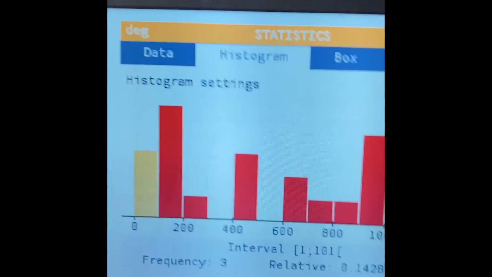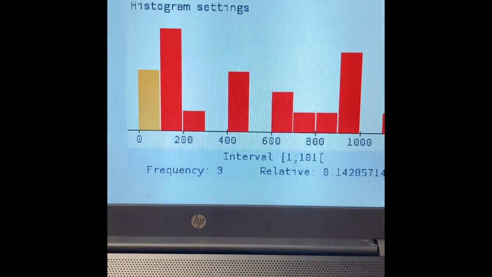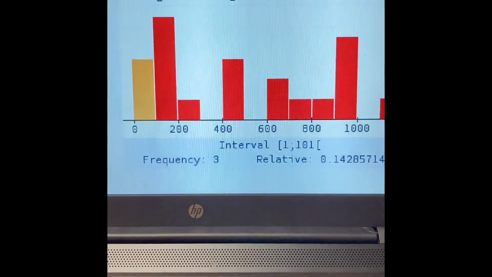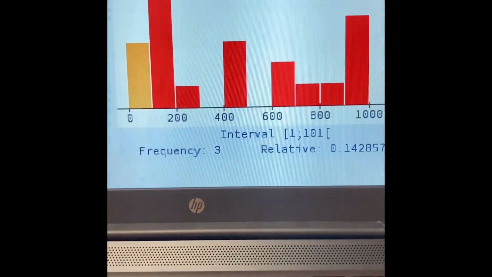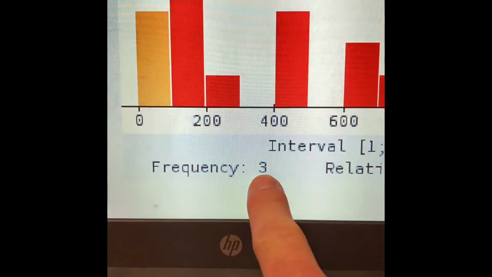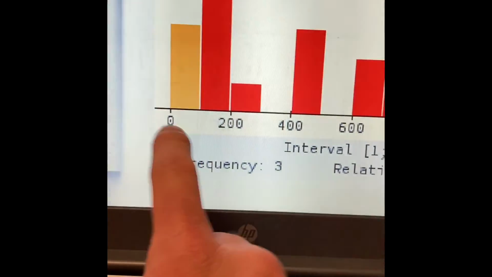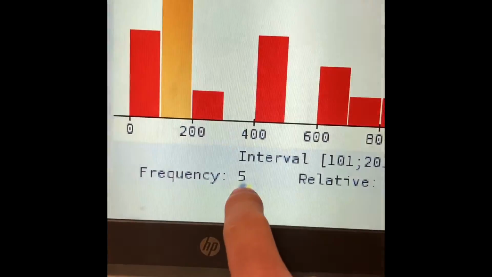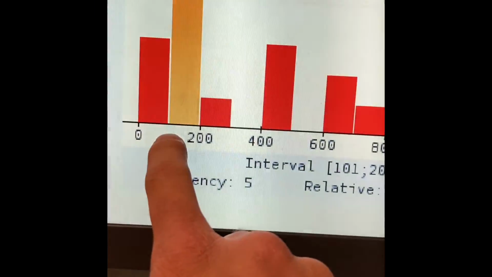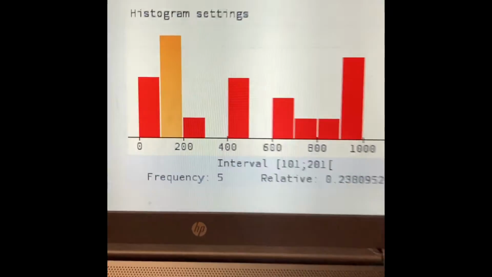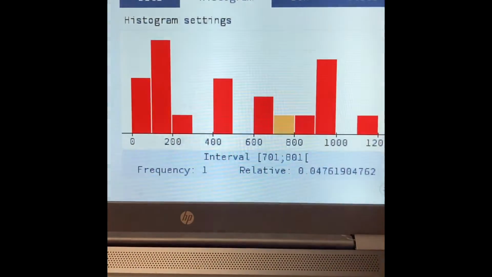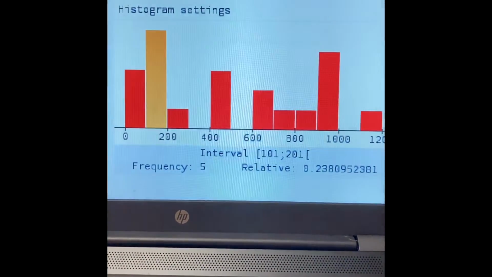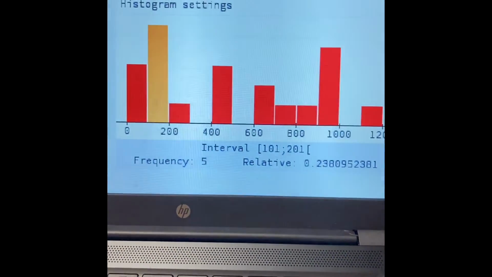So, the red lines represent the frequency, or how many people out of the entire test got the scores. So, 3 people got a score between 0 and 100. 5 people got a score of 100 to 200, and so on. So, some people did well, and some people did below 100 to get a medal.